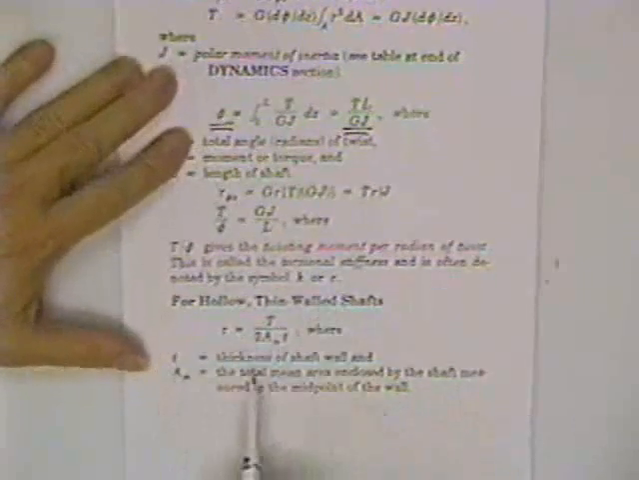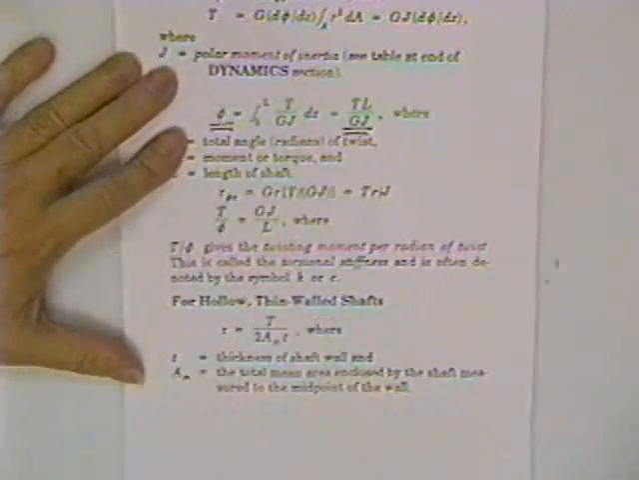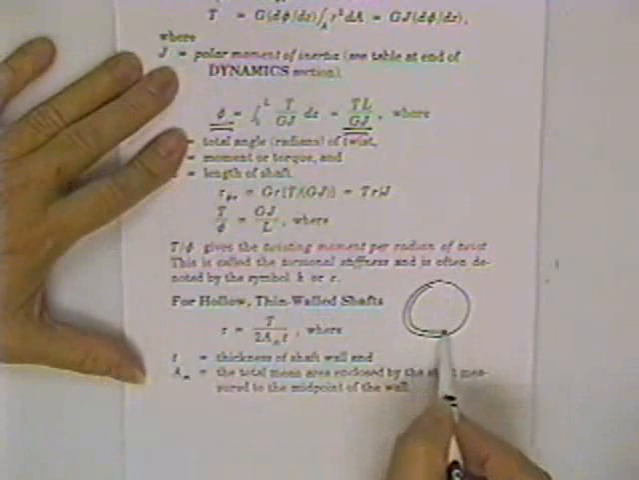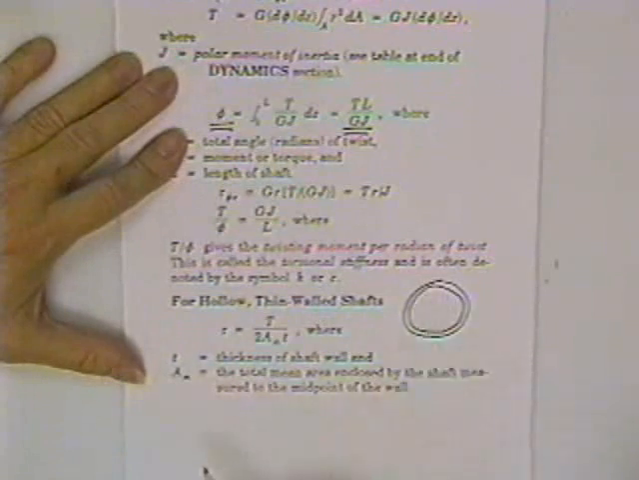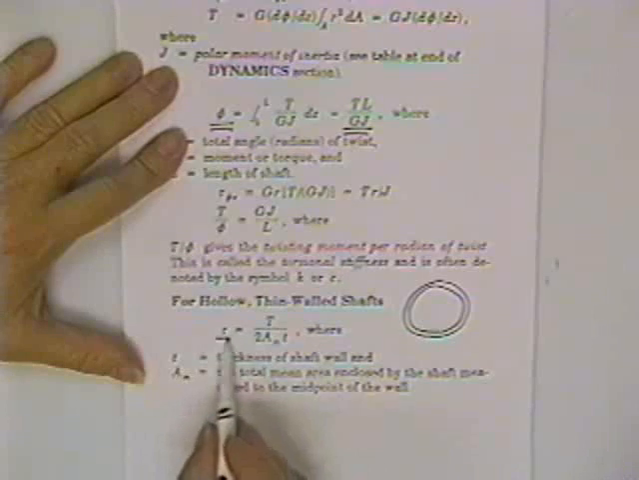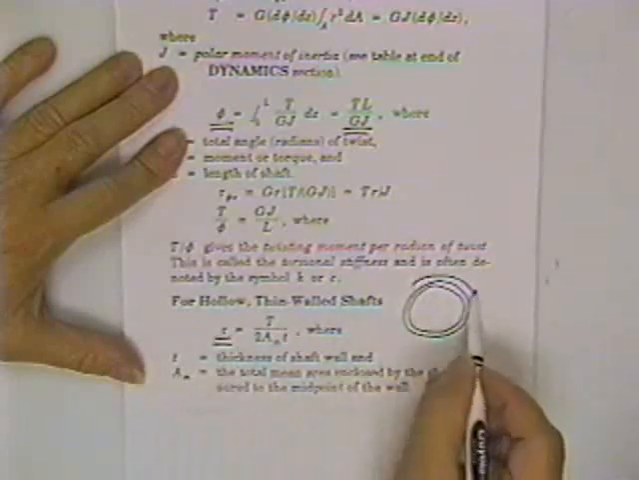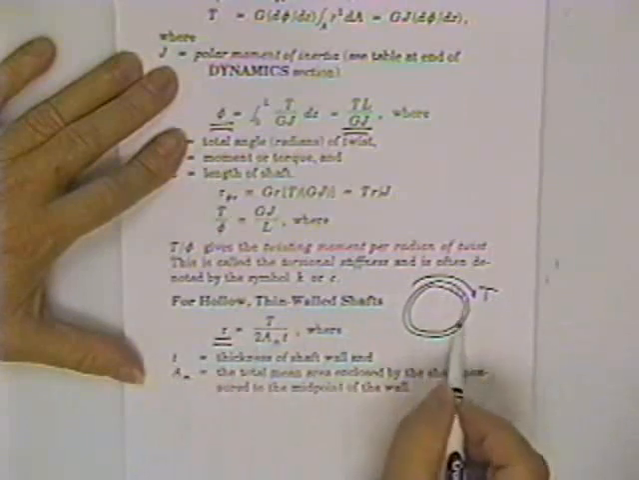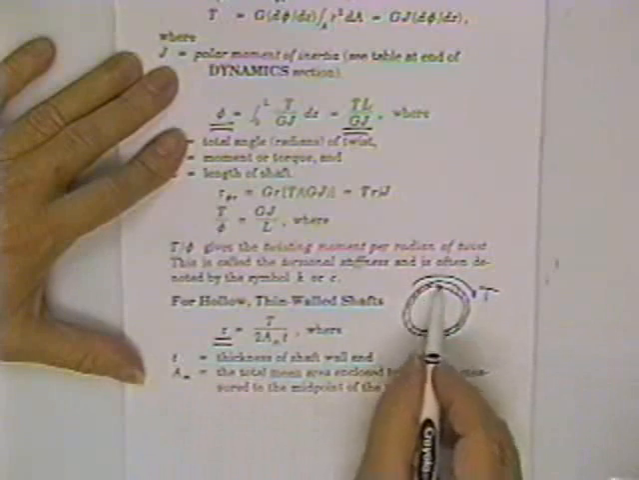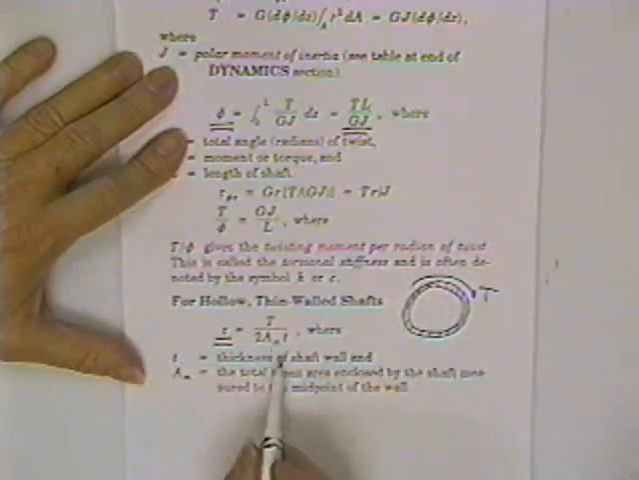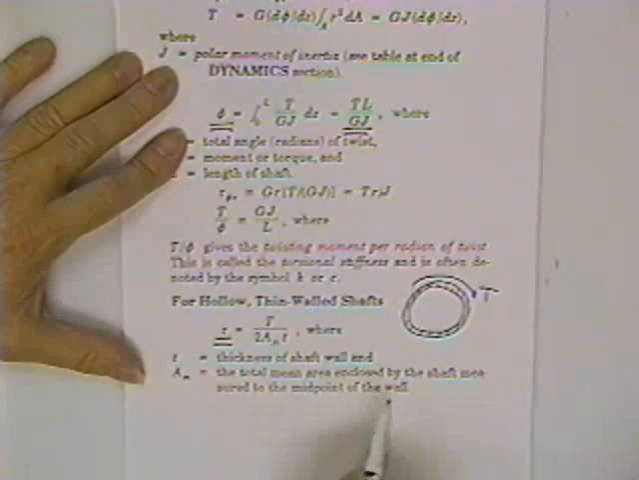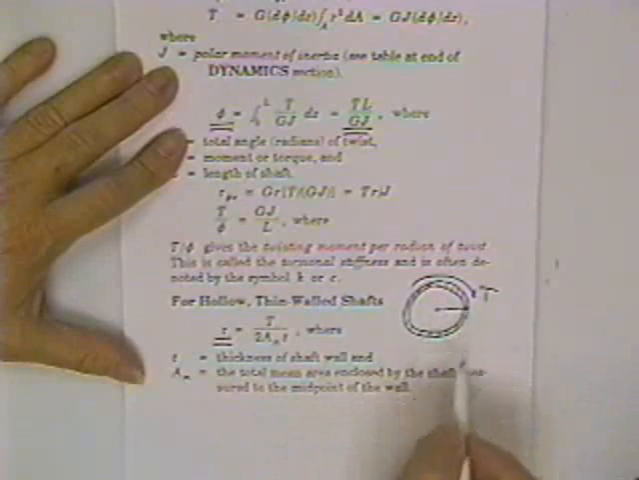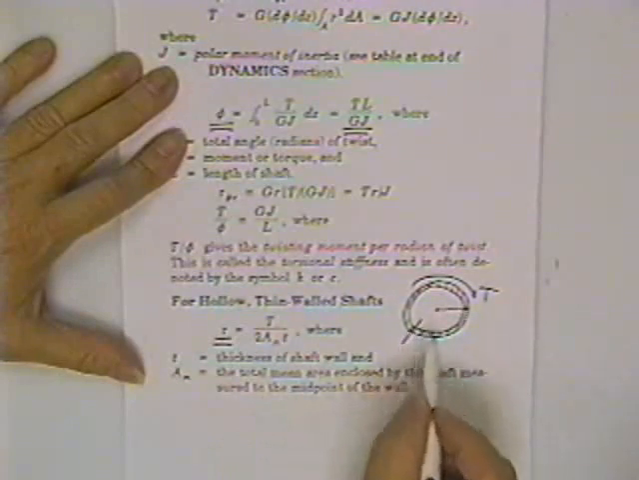He also gives you the equation for a hollow thin-walled shaft. So, for example, if you had a very, very thin, hollow, thin-wall shaft, you can say that the shearing stress is, take the applied torque divided by this area, where that area is the mean area enclosed by the shaft measured to the midpoint of the wall times how thick is the wall.